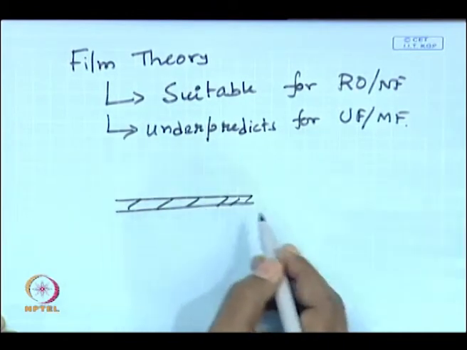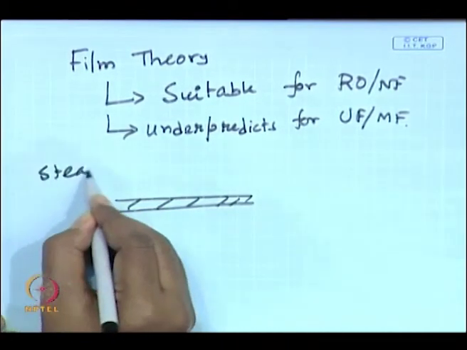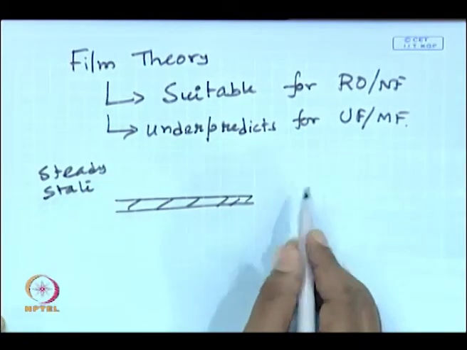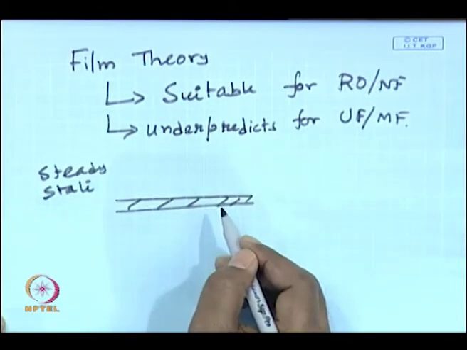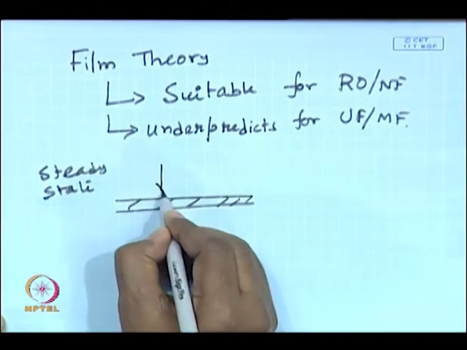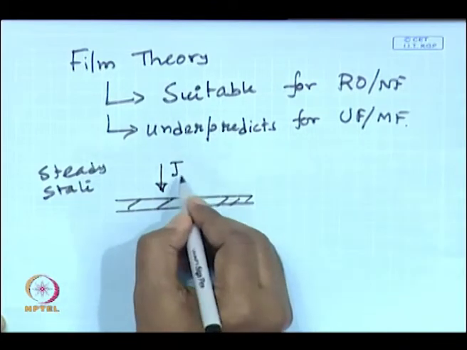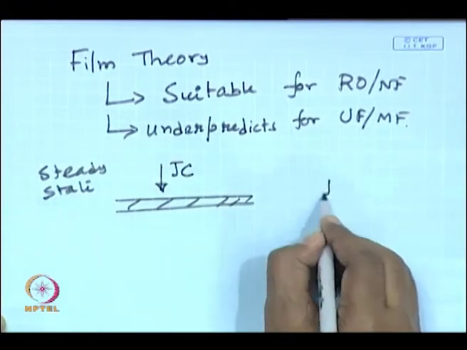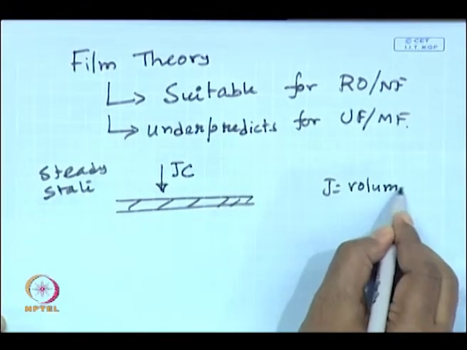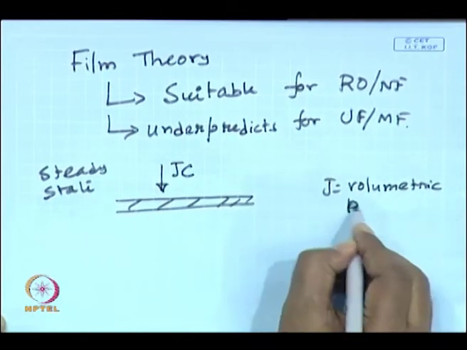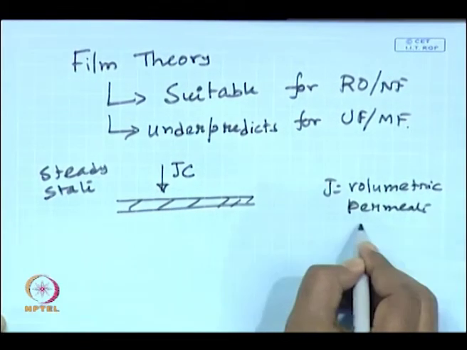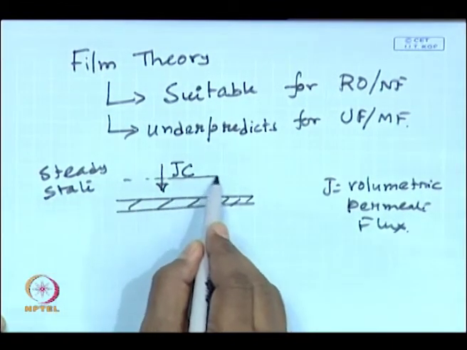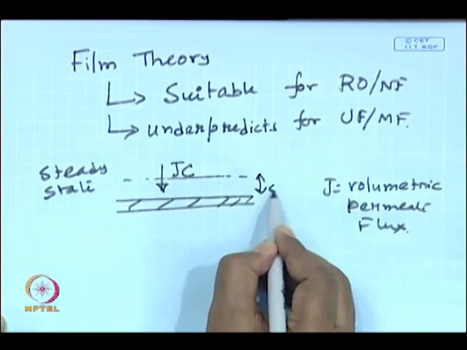Okay. We are talking about the steady state only, because most of the operations are done in steady state. There are three fluxes towards the membrane surface. One is the permeate flux, one is the convective flux J times C, where J is the volumetric permeate flux, and this is the mass transfer boundary layer with thickness delta.